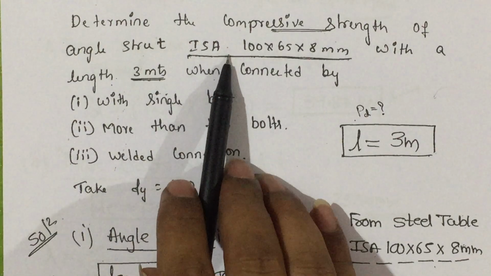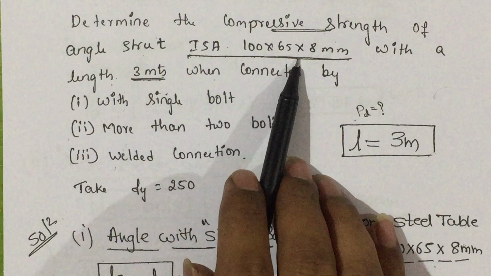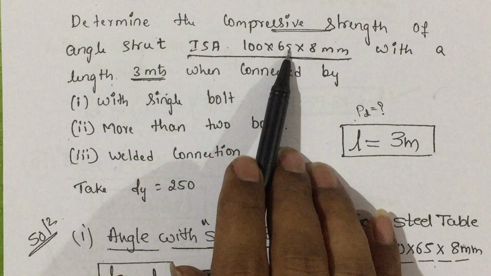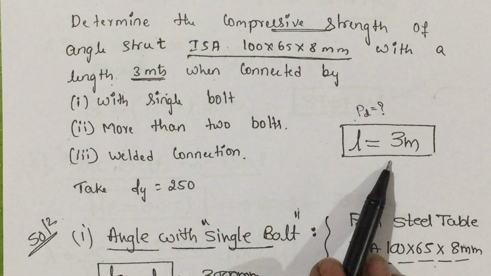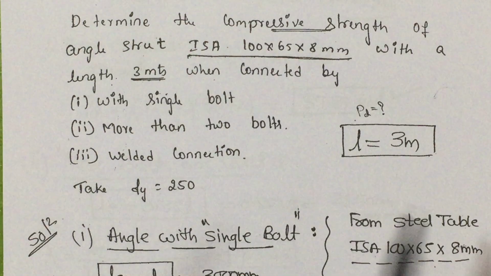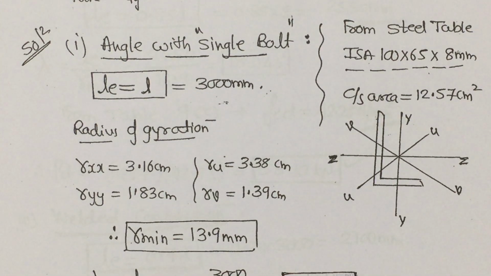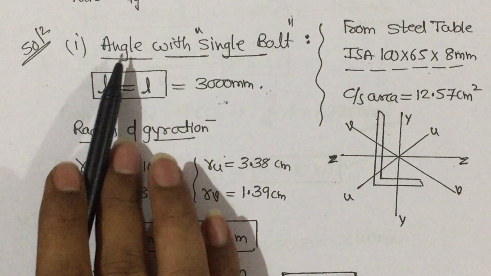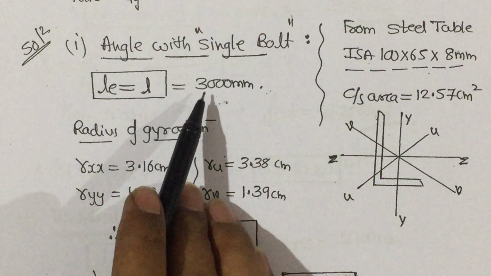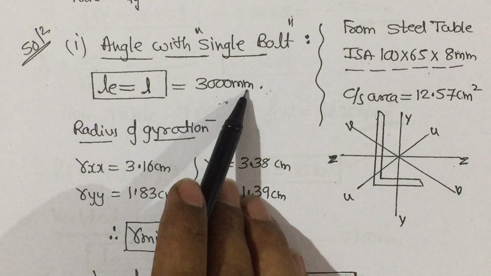The angle section is given as ISA 100 by 65 by 8 mm. It is a single angle section, and 100 by 65 means it is unequal angles. Then length is given as 3 meter, L is equal to 3 meter. Here we have 3 cases, so let us consider each case separately. The first case, angle with single bolt, then effective length is equal to L, that is equal to 3 meter, that is 3 into 1000, 3000 millimeter.